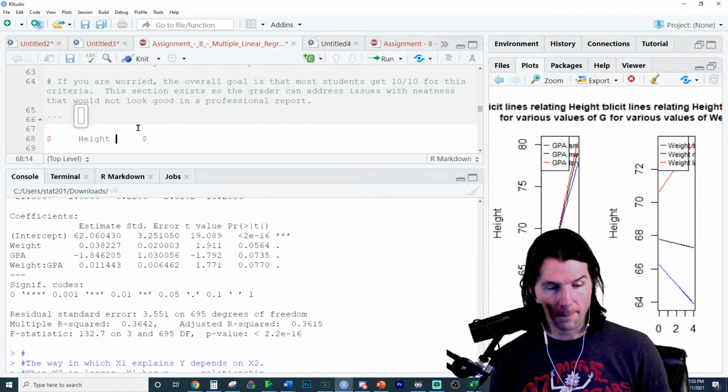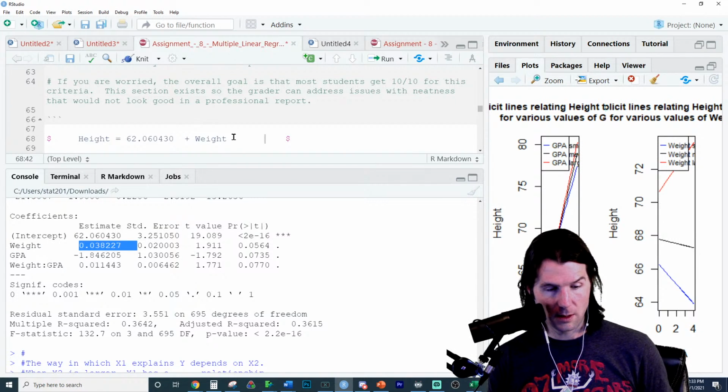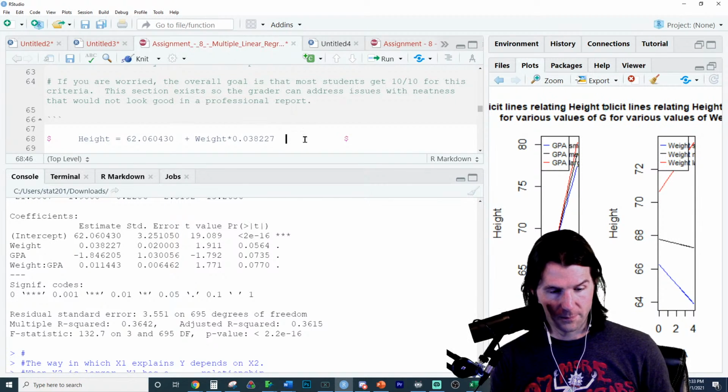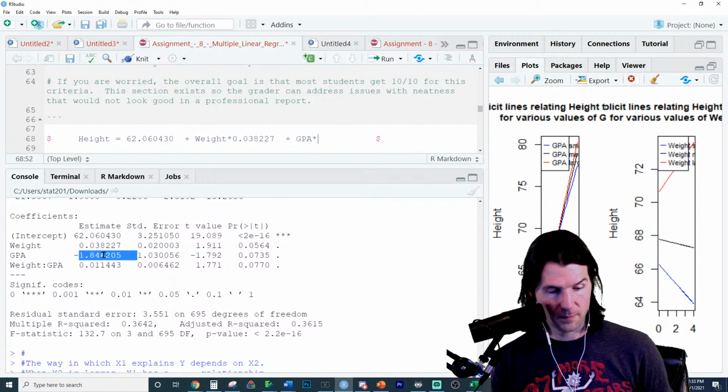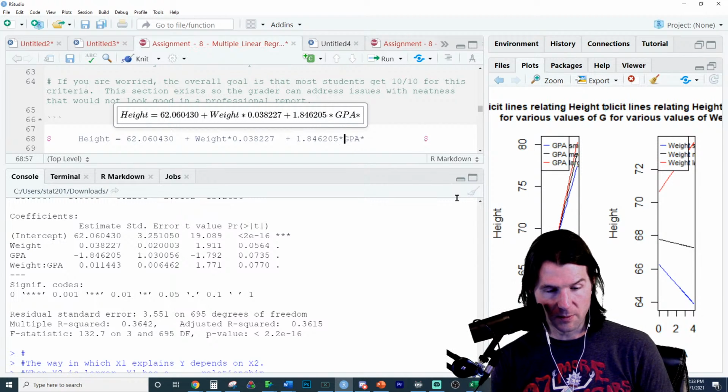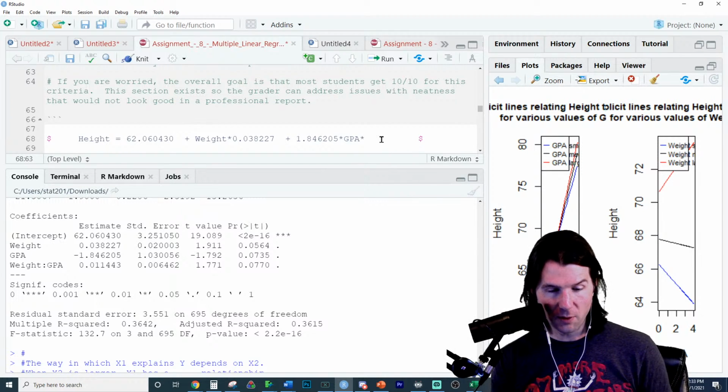We'll go height equals this plus this times this plus this times, I guess technically the coefficients come first. Some statistician's going to jump in the channel and say, put your coefficients first. And I'll say, I'm sorry.